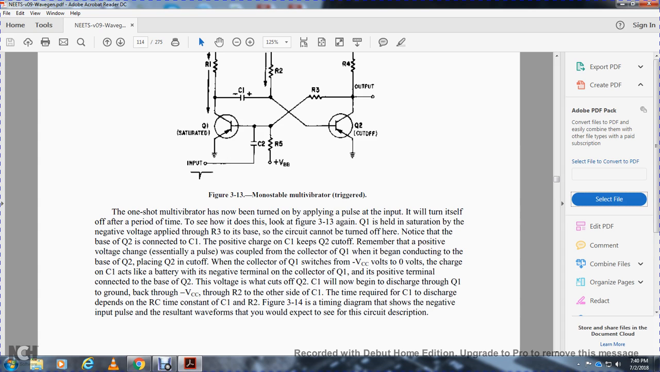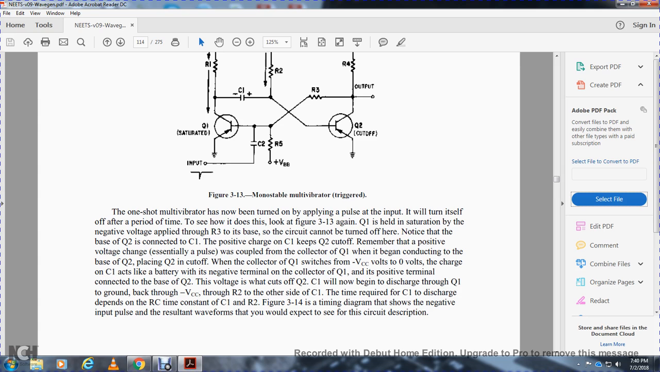When the collector of transistor 1 switches, the collector voltage goes to 0 volts. The charge on capacitor 1 acts like a battery, with its negative terminal connected to the collector of transistor 1 and its positive terminal connected to the base of transistor 2. This voltage will cut off transistor 2, but capacitor 1 will now begin to discharge through transistor 1 to ground, and back through the collector voltage and resistor 2 to the other side of capacitor 1.